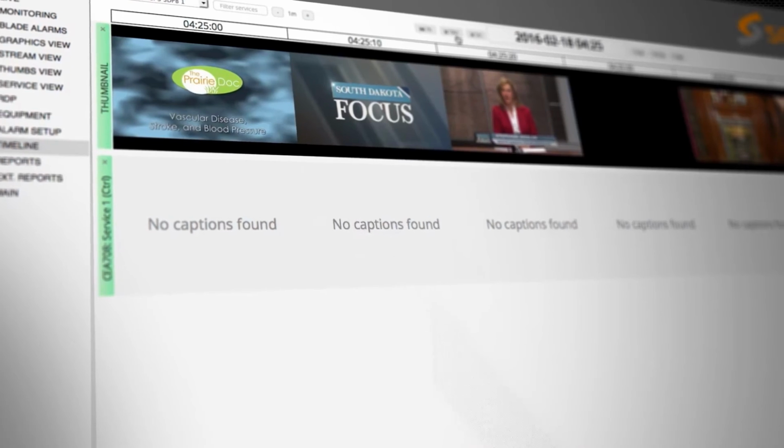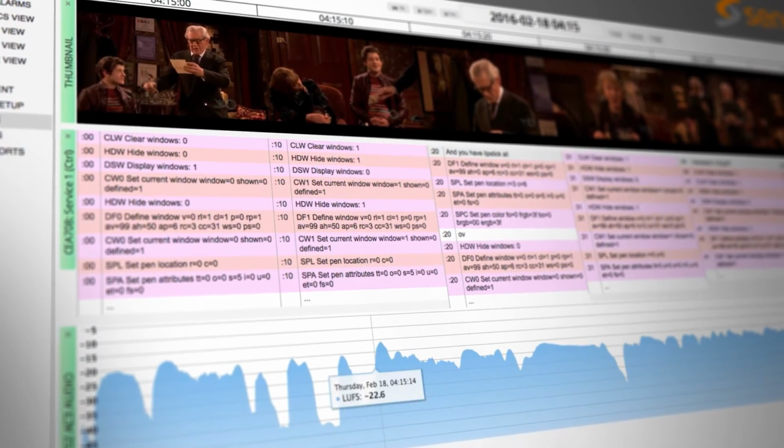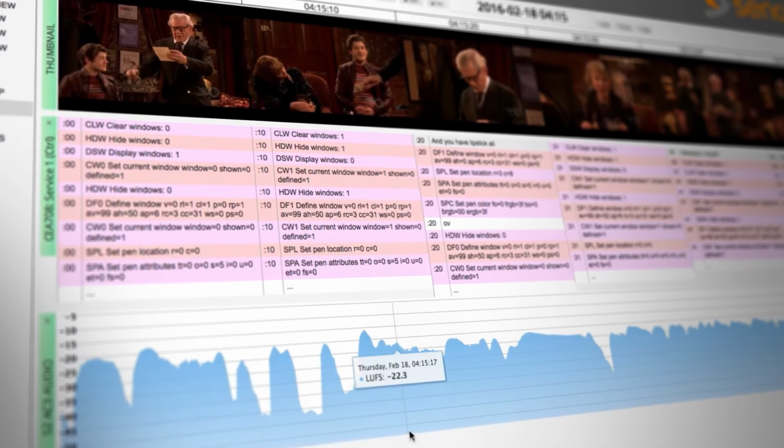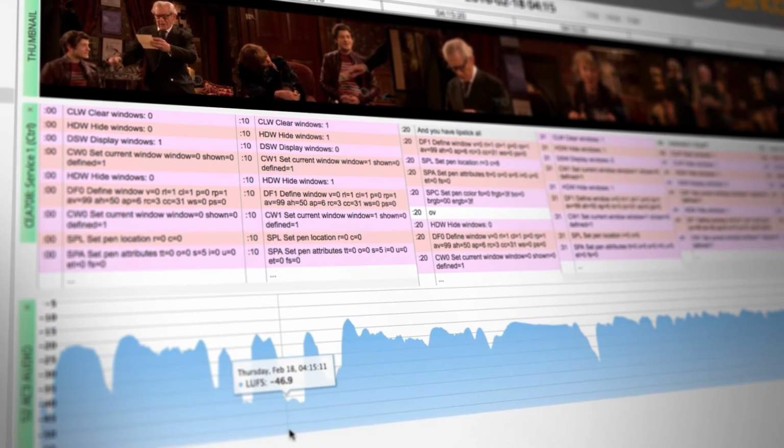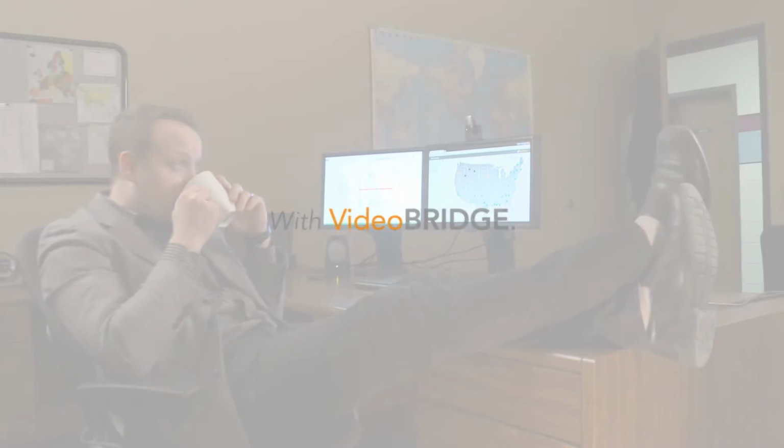and penalties by utilizing VideoBridge's extensive data archiving features to view historical data from days, weeks, even years in the past. Focus more on growing your business and worry less about your content delivery. With VideoBridge from Sencore.